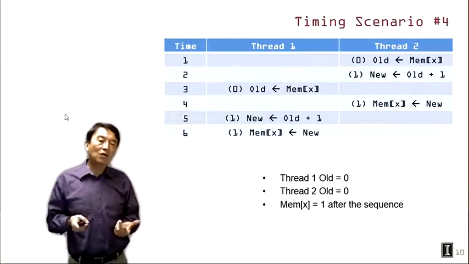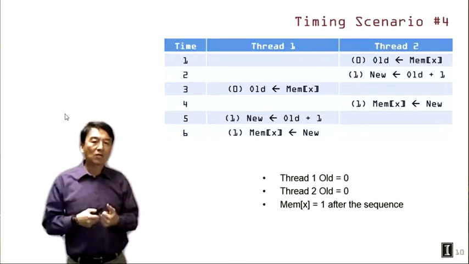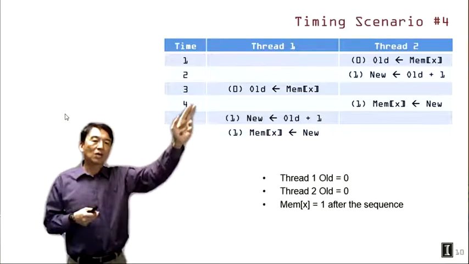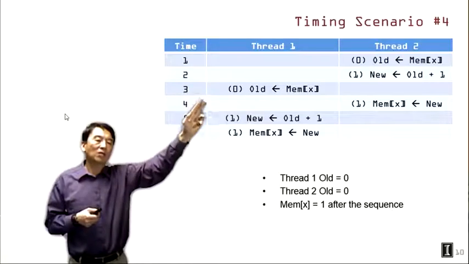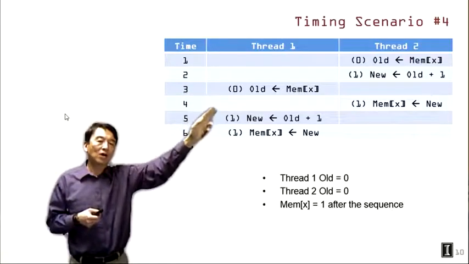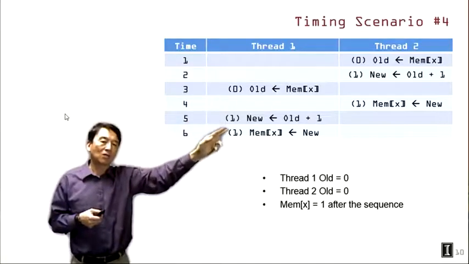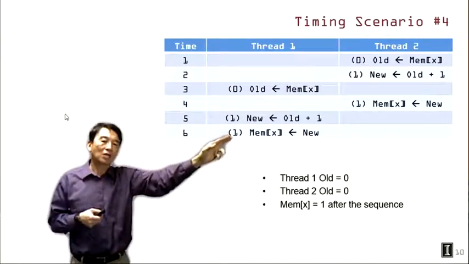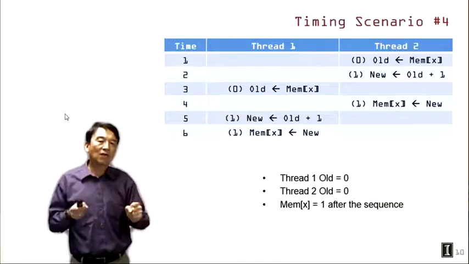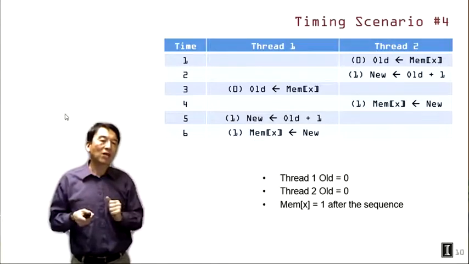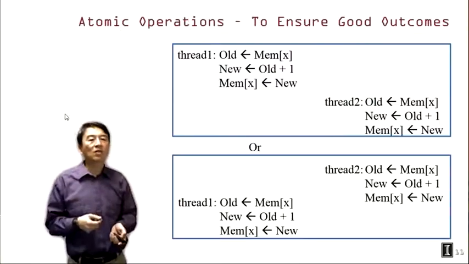Timing scenario 4 is similar, but the order is just a little bit reversed. So thread 2 did the read and modify, but before it has the chance to do the write, thread 1 came in and grabbed the old value, and then thread 1 will eventually write 1. And in this case, thread 1 and thread 2 both think that the old values were 0, and one of their updates is lost. In this case, it's thread 2's update.